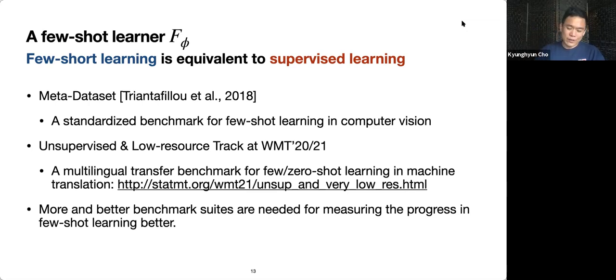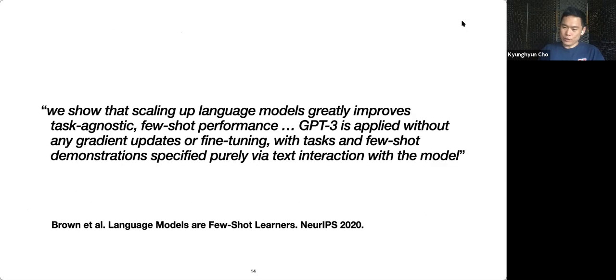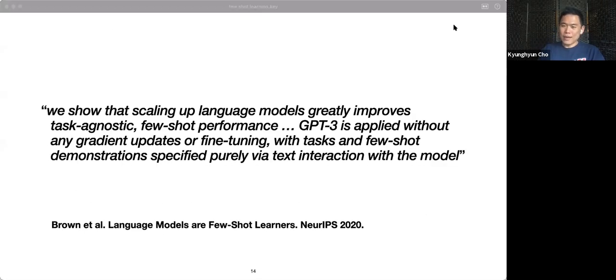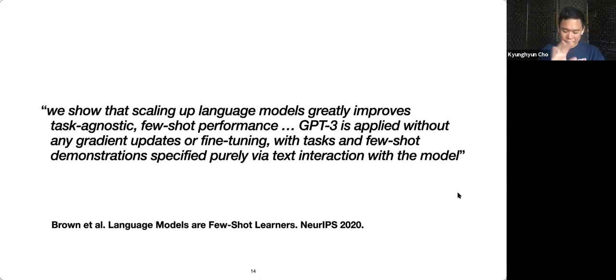But then last year, there was this big bombshell from OpenAI talking about GPT-3 and how language models are few-shot learners. I took this quote from the GPT-3 paper, which actually received the best paper award at NeurIPS last year. Let's just read it out together.